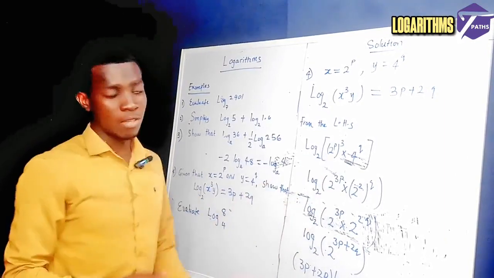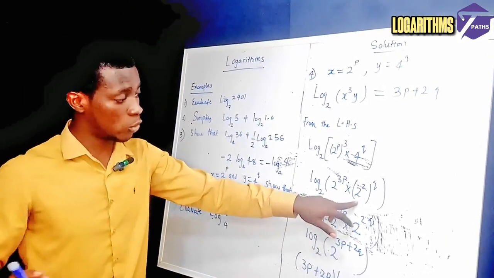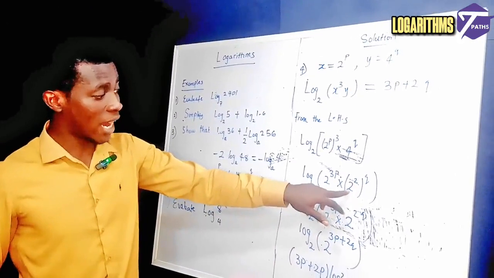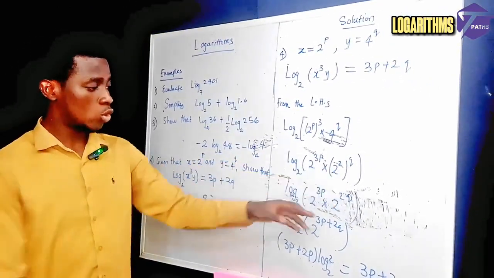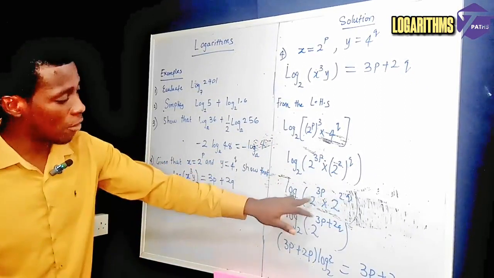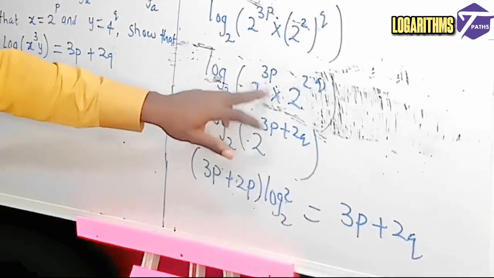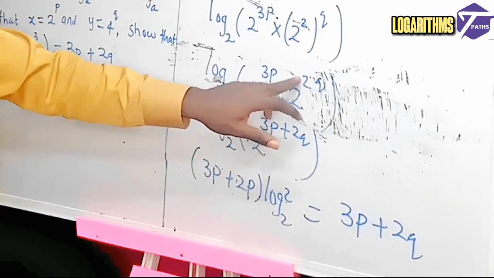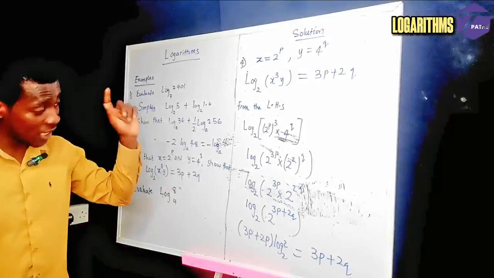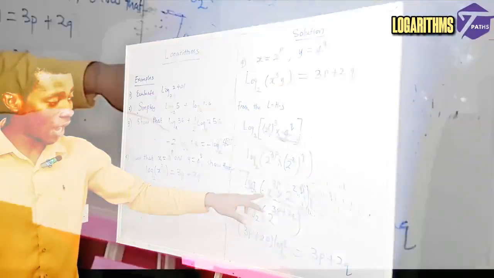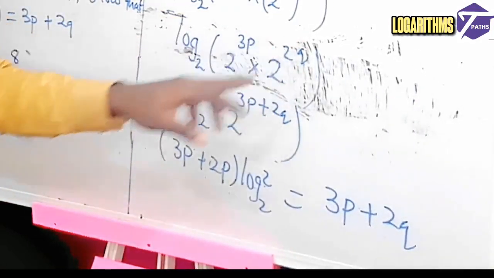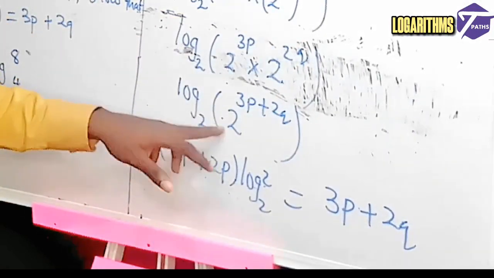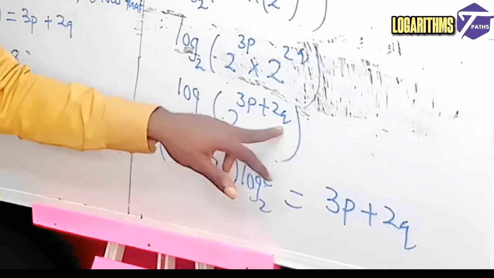4. Remember that 4 is equals to 2 times 2, which is 2 squared. So I can then write 4 as 2 raised to power 2 times q. So bringing them together, I have 2 raised to power 3p times 2 raised to power 2q. From the law of indices, if I have 2 raised to power 3p times 2 raised to power 2q, I can write it as 2 raised to power 3p plus 2q.